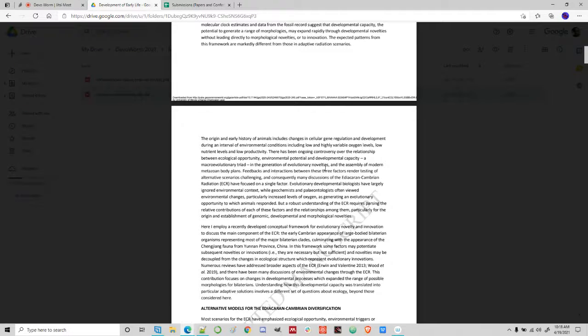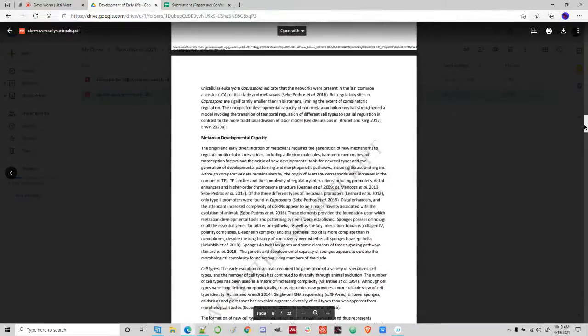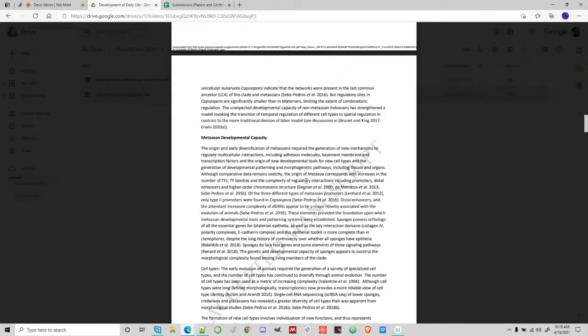And so the feedbacks and interactions between these three factors render testing of alternate scenarios challenging, and consequently many discussions of this radiation in the Ediacaran-Cambrian are focused on a single factor. So evolutionary developmental biologists have largely ignored environmental contexts, while geochemists and paleontologists often view environmental changes, particularly increased levels of oxygen, as generating an evolutionary opportunity to which animals responded, but they don't talk about the developmental aspect of that as much. So this is a framework that unifies these two things, and goes through a lot of the different details of this, talking about the developmental capacity of the metazoan, which is the common ancestral animal.